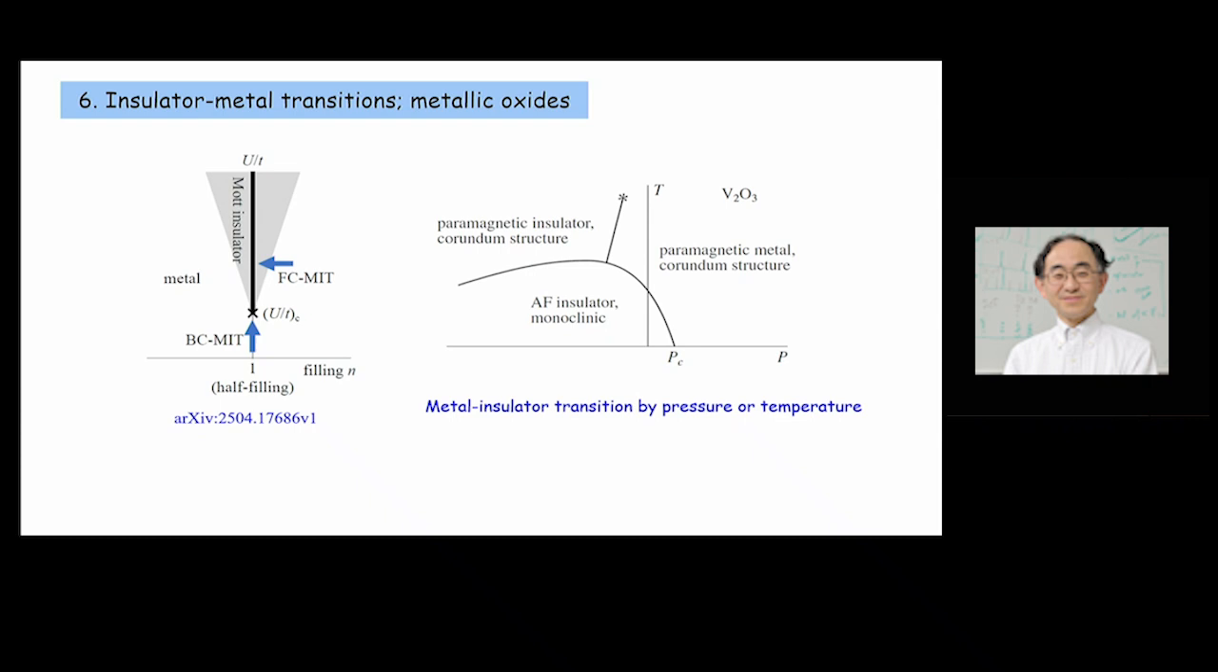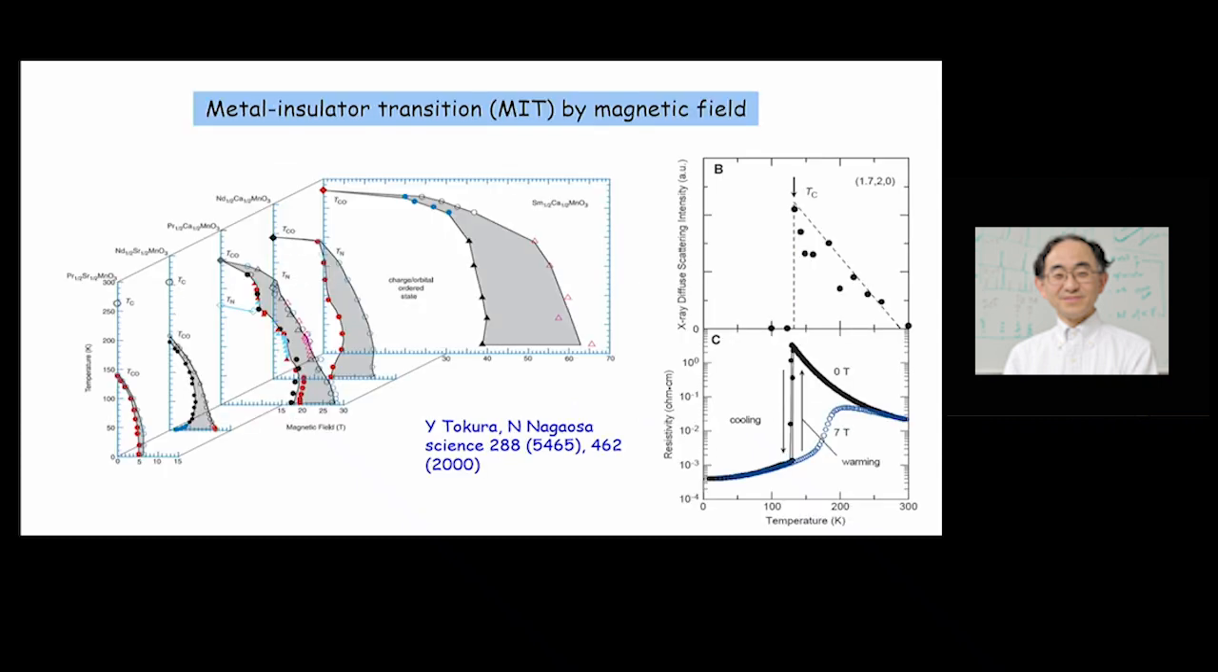And then this metal-insulator transition is related to this charge ordering and sometimes the Mott ordering, the Mott transition. And typically it is driven by the pressure and temperature. But it could also be driven by the magnetic field, as I just mentioned. So the magnetic field melts the charge ordering to drive the system into the metallic state.